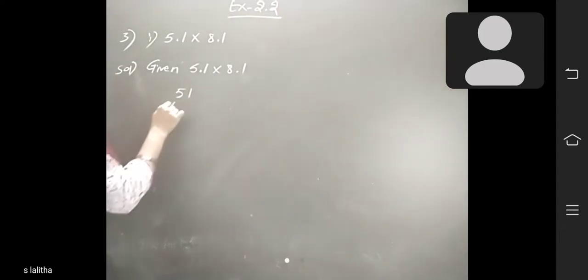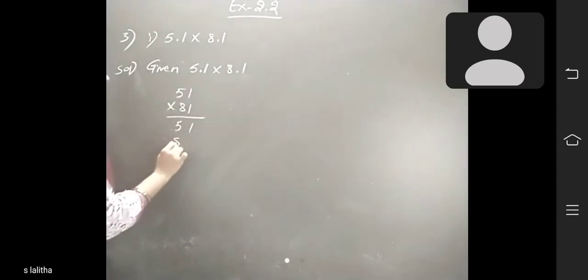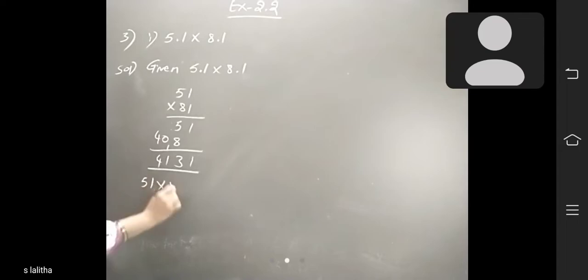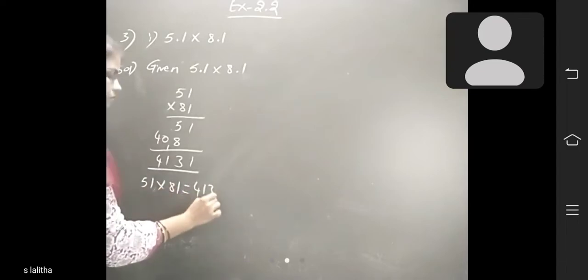So 51 into 81. Multiply: 1 ones are 1, 1 and 5 is 5. 8 ones are 8, 5 eights are 40. 8 plus 5 is 13, 1 carried, 4. So 51 into 81 is equal to 4131. Now keep the decimal points.